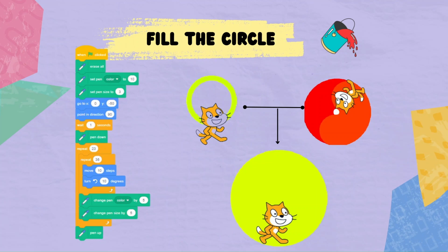Till now we have drawn a circle with outline. Now we are going to fill our circle. What do you think we are going to do? We will play with our pen size. So when we increase our pen size every time and repeat it, it will fill our circle.